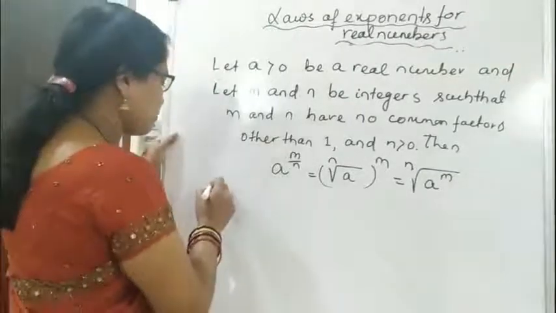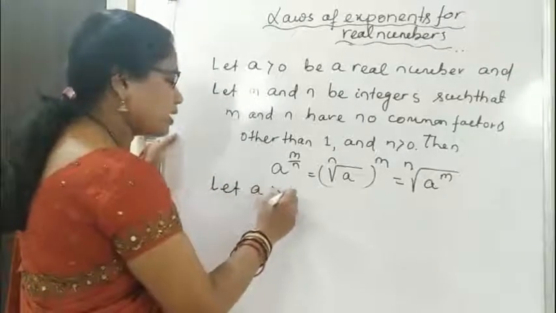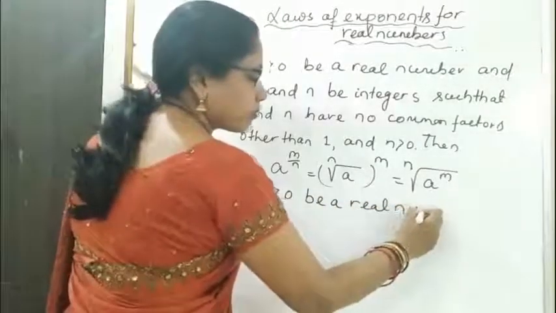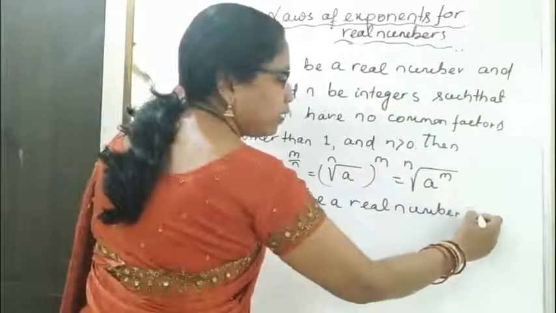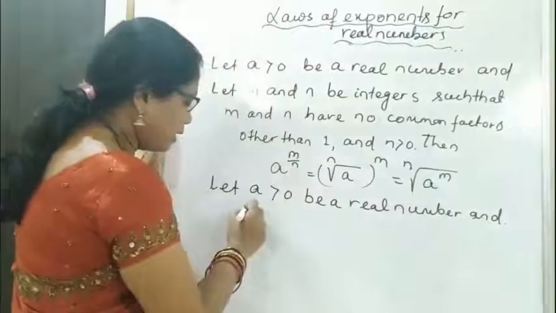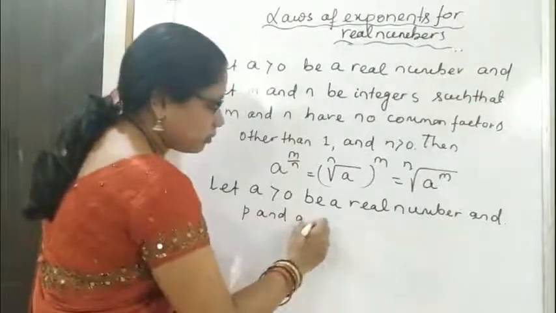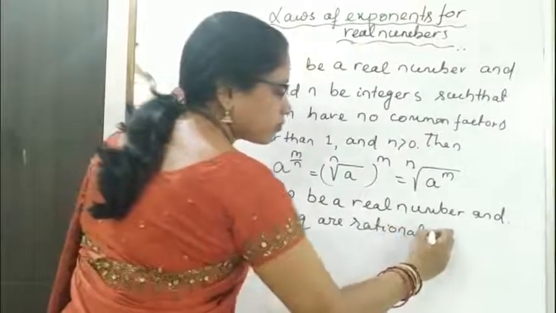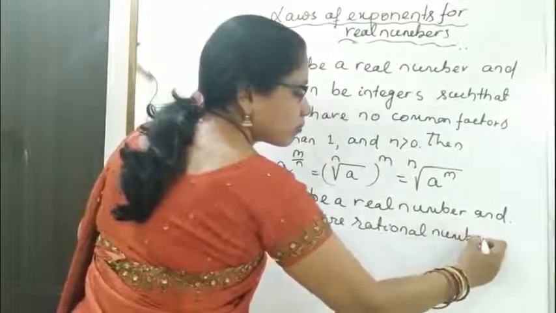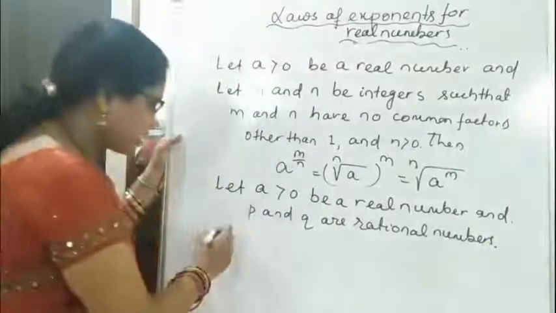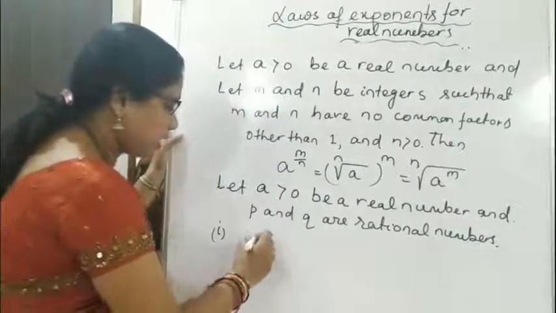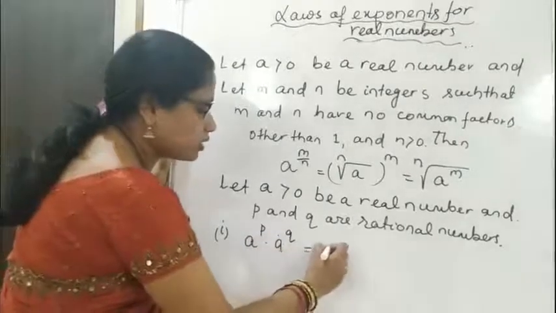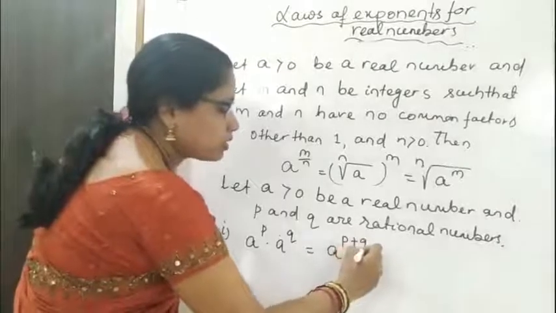So let a be a real number greater than 0, and p and q be rational numbers. Then the laws of exponents are: first, a to the power p multiplied with a to the power q is equal to a to the power p plus q.